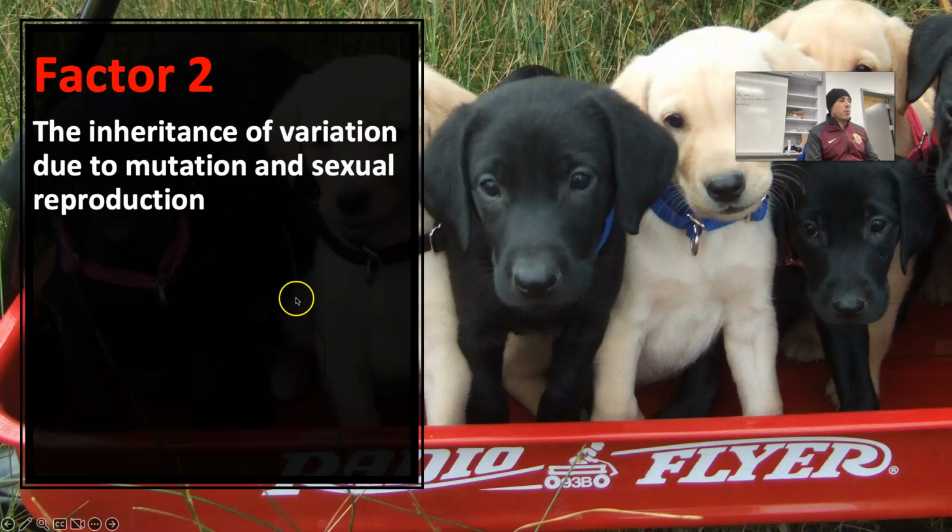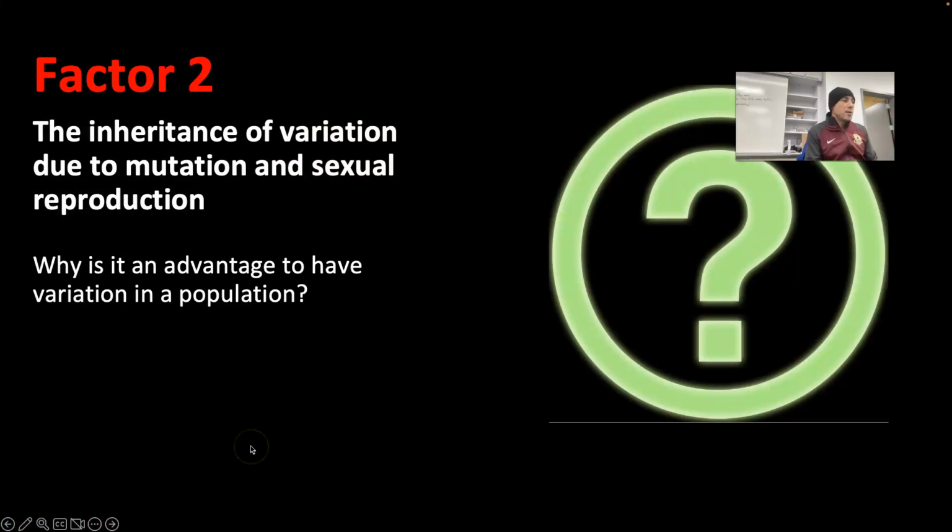So that's where we get right into factor 2, the inheritance of variation. And we need that variation because not everything's the same. If everything was the same all the time, variation wouldn't be helpful. But since things change, you need the organisms to change. So the question right here is, why is it an advantage to have variation in a population? You can also think of it the flip: why is it a disadvantage to not have variation?